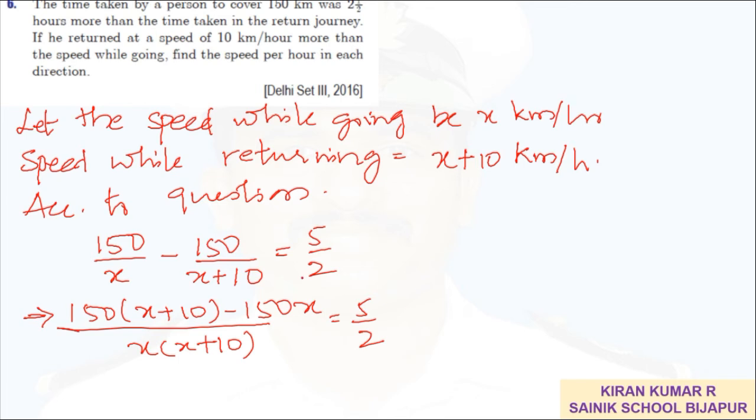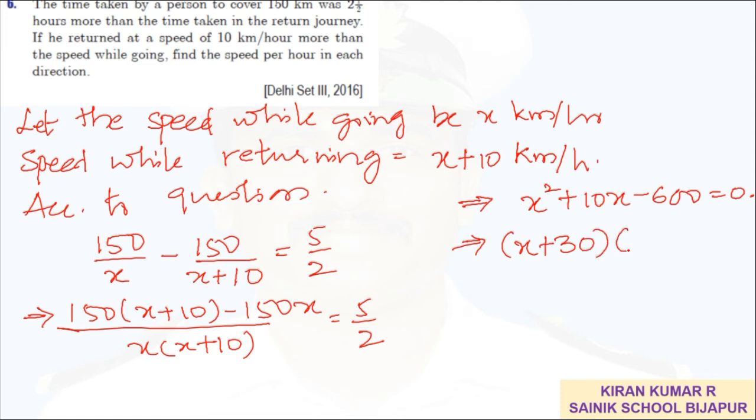Then it has to be simplified. Let me write it here. We get the equation as x square plus 10x minus 600 equal to 0. You can cross check it. Upon simplification, we would get this equation. Let's further simplify. We will get (x plus 30)(x minus 20) equal to 0.